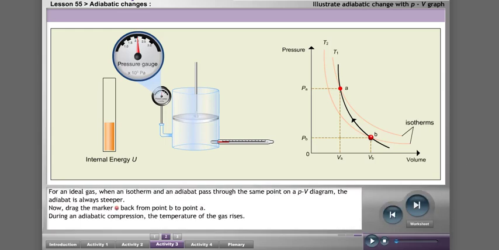For an ideal gas, when an isotherm and an adiabatic pass through the same point on a PV diagram, the adiabatic is always steeper. Now, drag the marker back from point B to point A. During an adiabatic compression, the temperature of the gas rises.